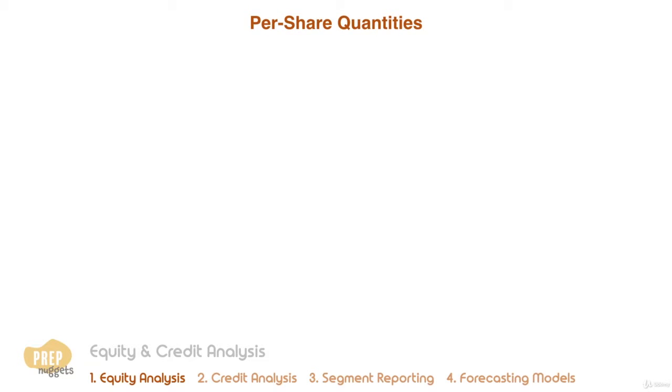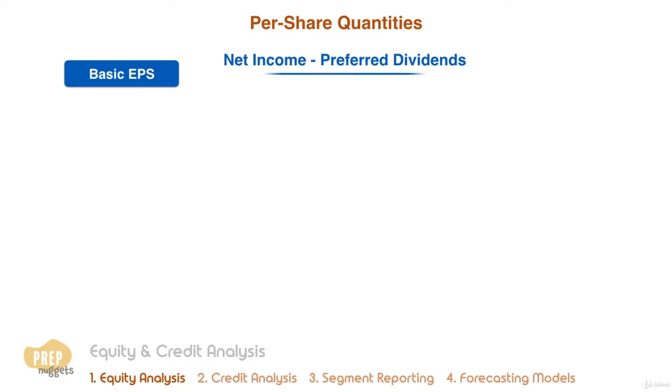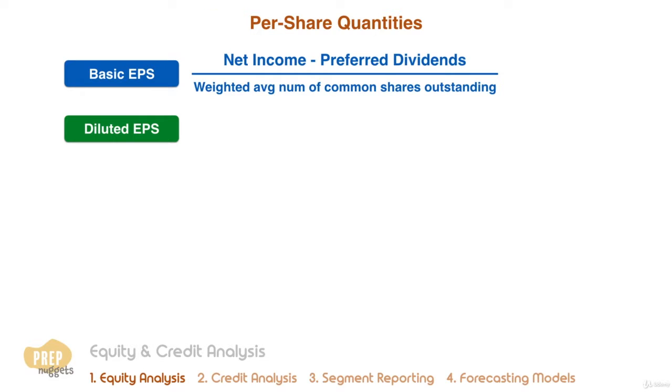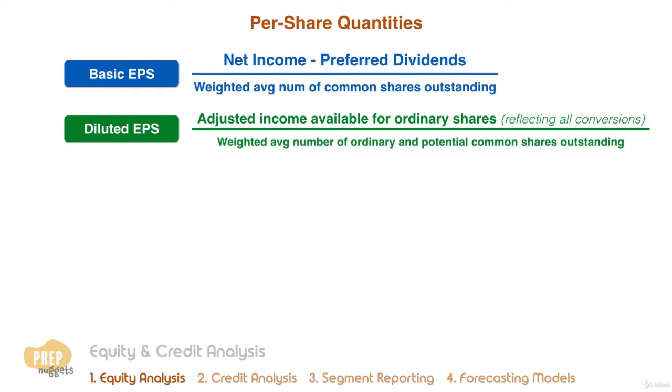Per share quantities include earnings per share. We have learned in the earlier topic on understanding income statements that earnings per share can be expressed as basic EPS and diluted EPS. Basic EPS is net income minus preferred dividends divided by the weighted average number of common shares outstanding. Diluted EPS is the EPS that could have been reported if all potentially dilutive securities are converted into common stock. Potentially dilutive securities include convertible debt, convertible preferred stock, options, and warrants issued by the company.